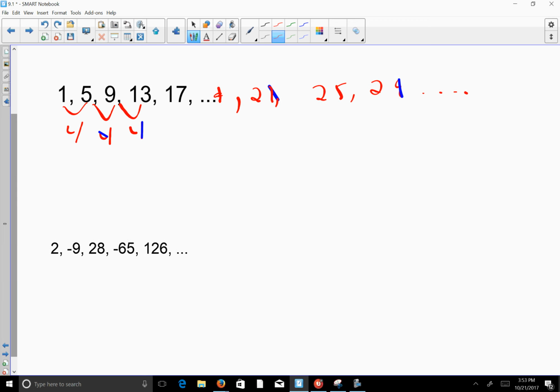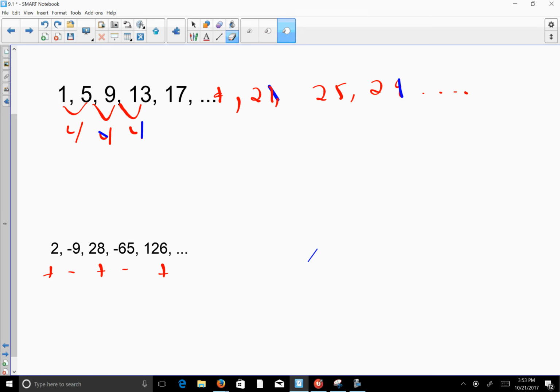All right, so here I have 2, negative 9, 28, negative 65, and 126. So when I look at this, I know that I'm not adding something. I can see that very clearly. What I do notice is I go from positive, negative, positive, negative, positive. So I know that negative 1 raised to some power is going to have something to do with it.